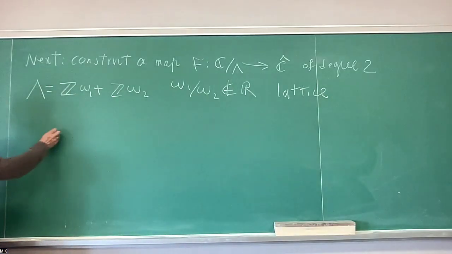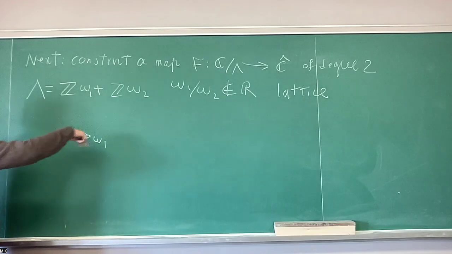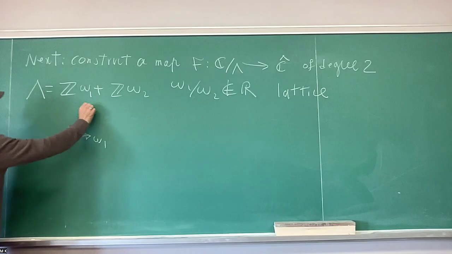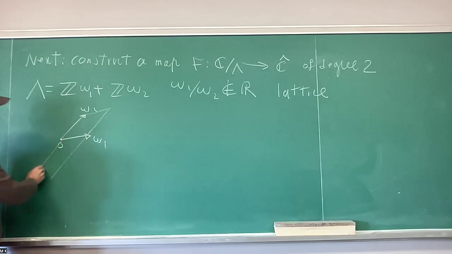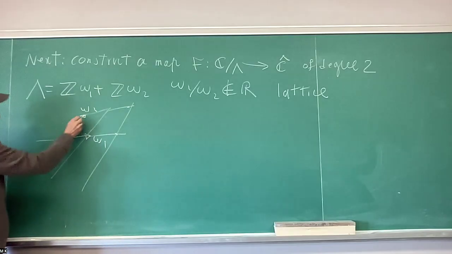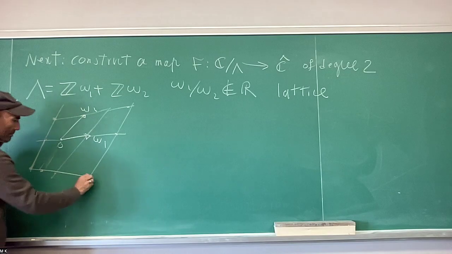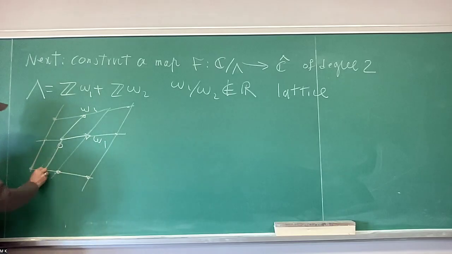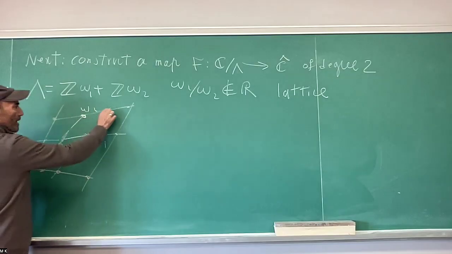So the lattice, of course, you know how to think about the lattice. You have this origin, you have this vector omega 1 in the complex plane, and there's another vector omega 2. And then we just construct this parallelogram and then continue it, and so on. So this is a lattice. So these are the points of the lattice.